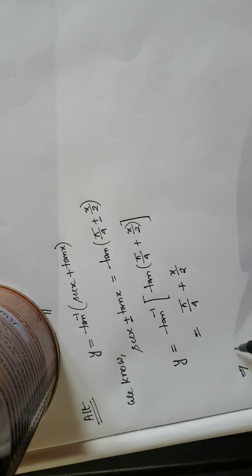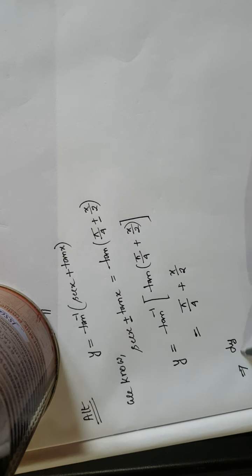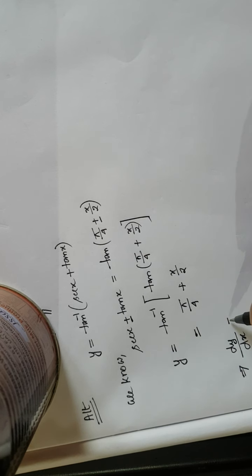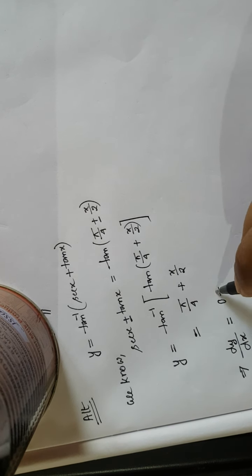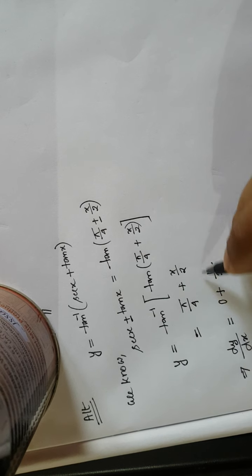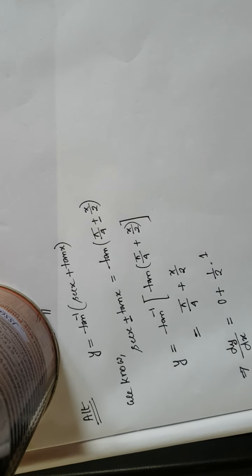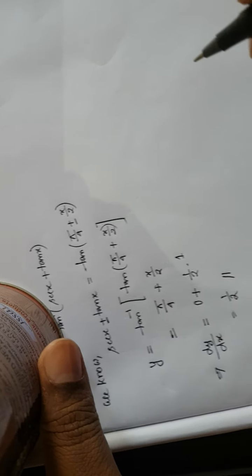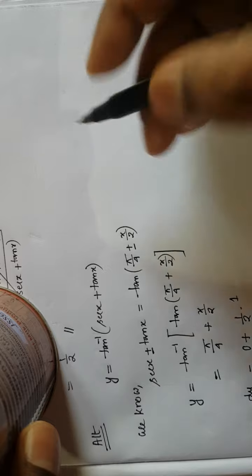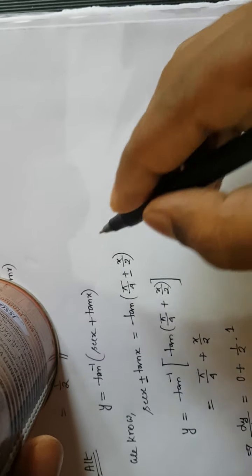Now this y reduces to a linear form. If you differentiate y with respect to x, you will get dy by dx. For pi by 4 it is 0. For x by 2, half is a constant multiplied. For x the derivative is 1. The answer is half.